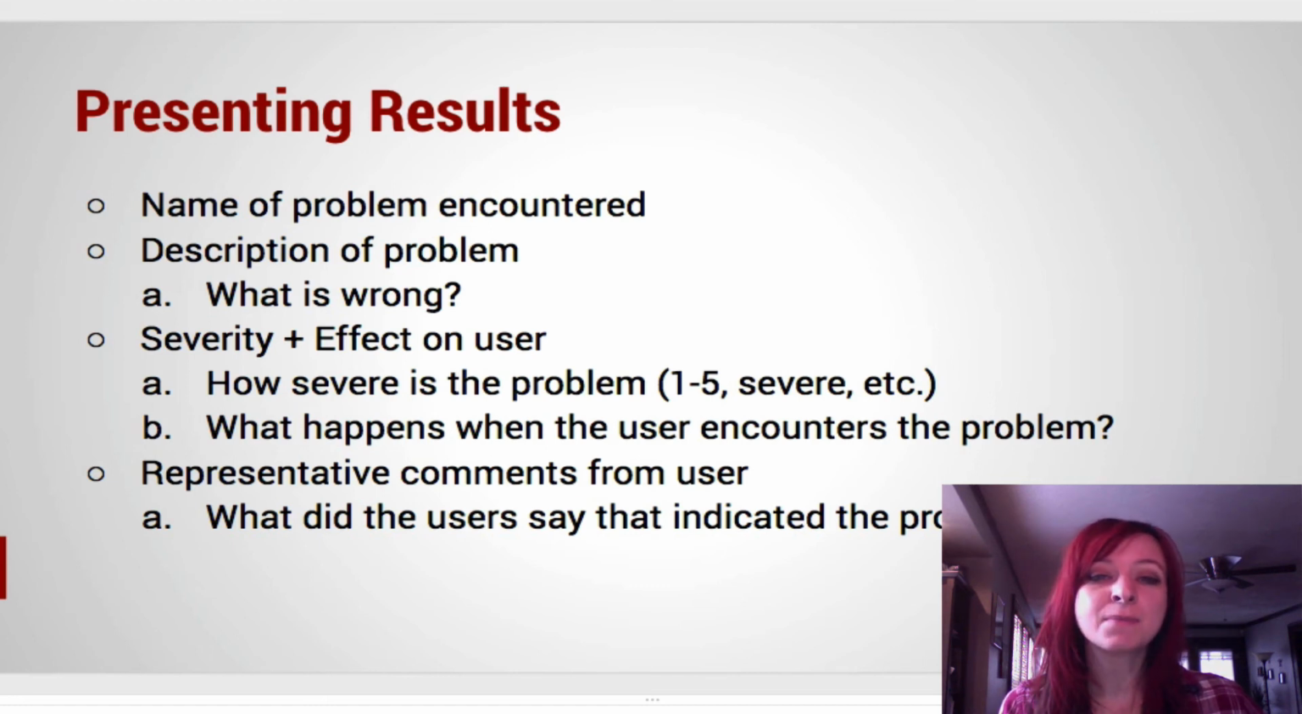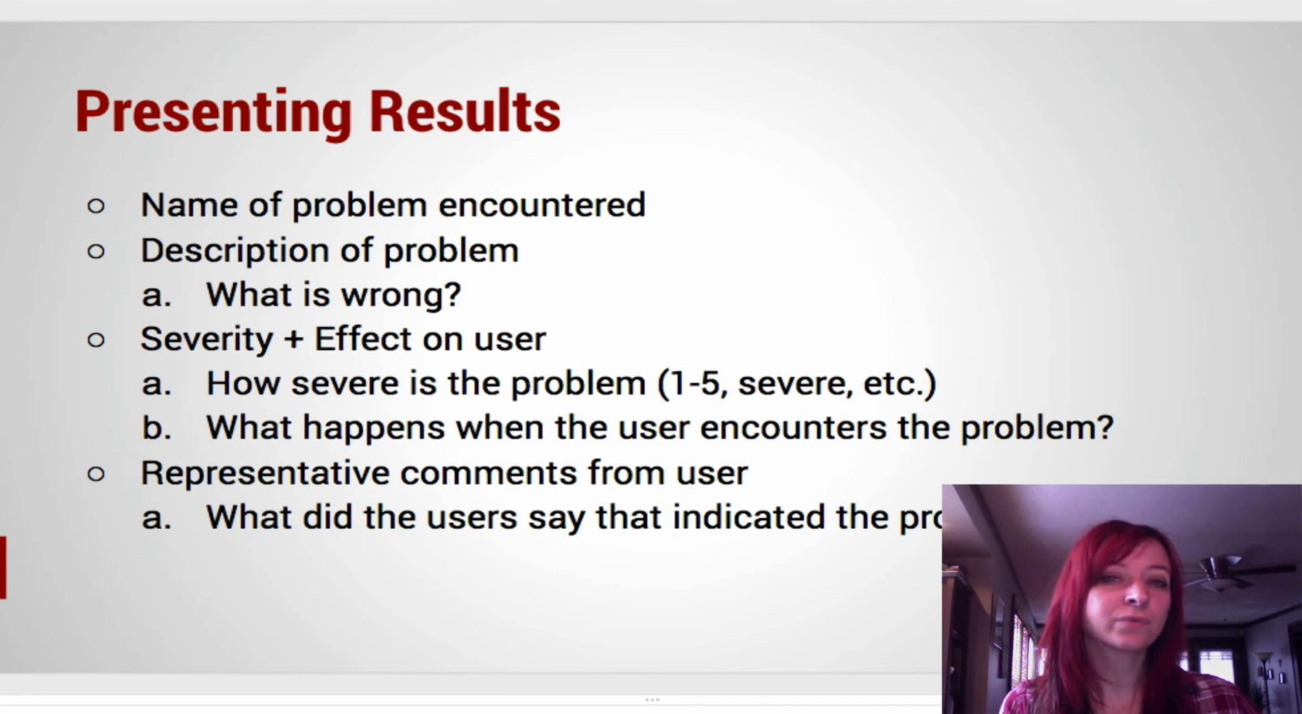You're going to name the problem that you encountered. So if you saw over and over again that people could not find flights by price, then name of problem, people could not find flights by price. Description of problem, here's what happened, here's what was supposed to happen. Severity and effect on user.